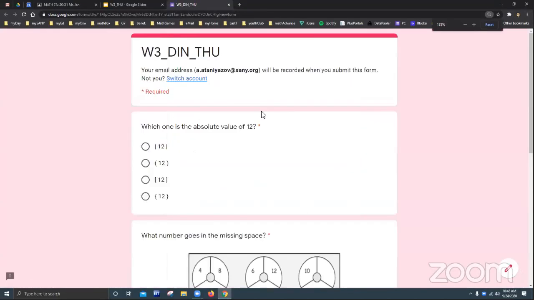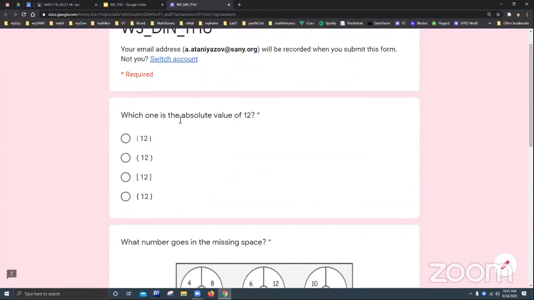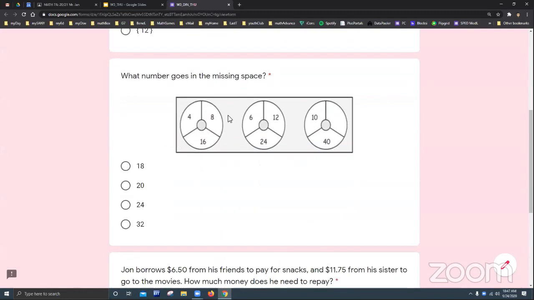there are 3 questions. The first one is also a review from the first week. It's the absolute value of 12. Which parentheses represents absolute value of 12? Straight parentheses, circle parentheses, square parentheses, or curly parentheses. If you remember absolute value, you need to pick one. And there are 3 numbers. You need to find a pattern of these 3 numbers and what the missing one is.